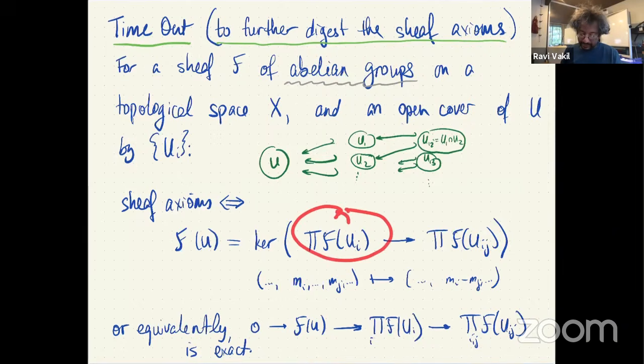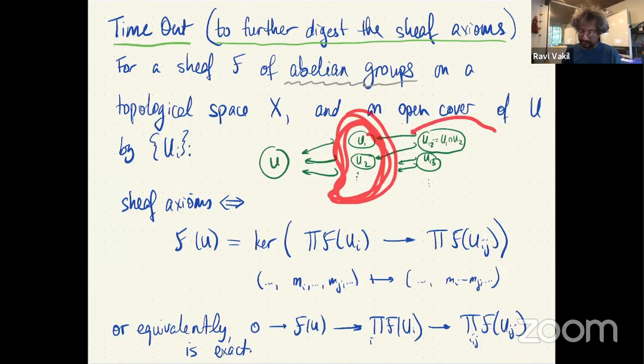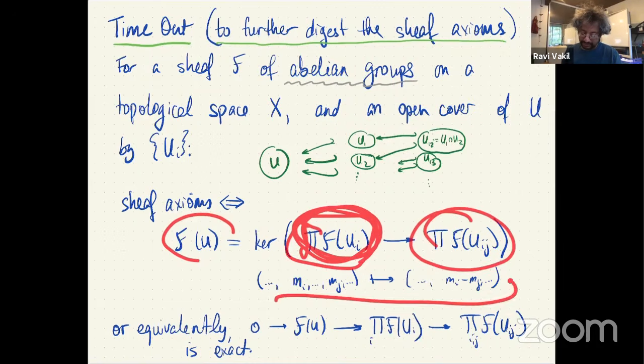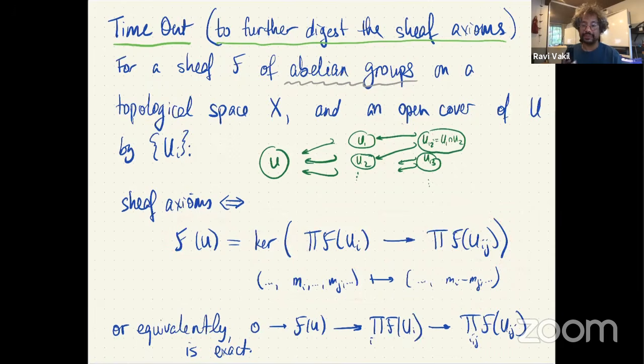You want to say that the sections over open set U should be precisely the things that come from the cover that agree on the overlap. So the translation is that it's exactly those sections over the open sets that agree on the overlaps. And so you can describe it as a kernel of a map of abelian groups. That's why I need abelian groups, because I need to use the word kernel.